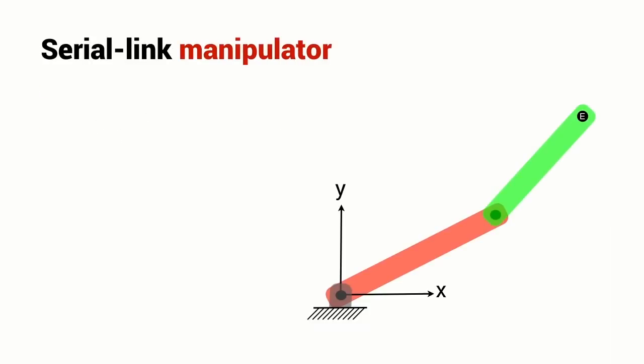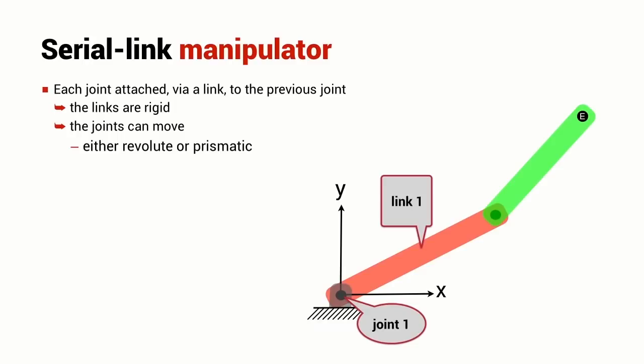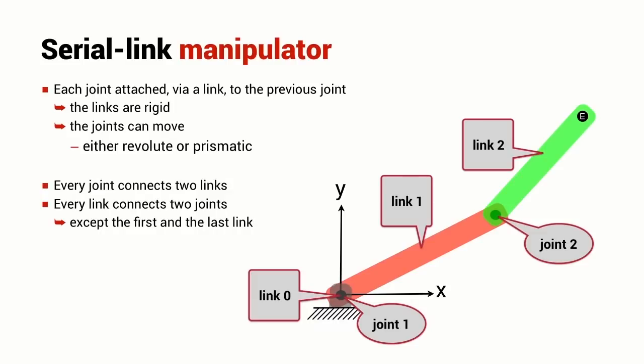So let's start off with a very simple serial link manipulator, the 2-joint robot that we've seen a number of times before. Each joint is attached via a link to the previous joint. So here we can see joint 1, which is connected to link 1, which is connected to joint 2, which is connected to link 2. The links are rigid, but the joints can move. They can be either rotational, as in the example shown here, or they can be prismatic or sliding joints that we've talked about before.